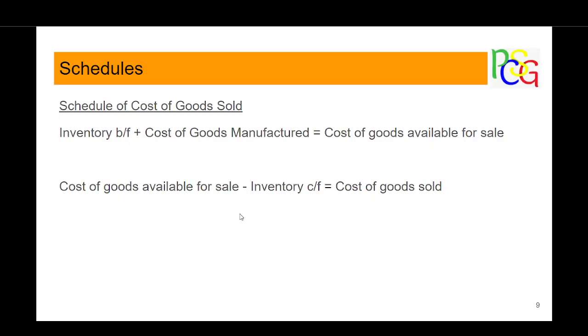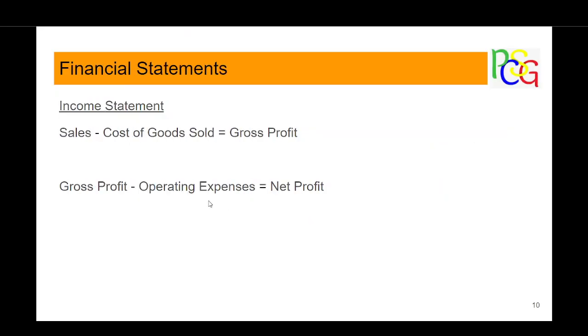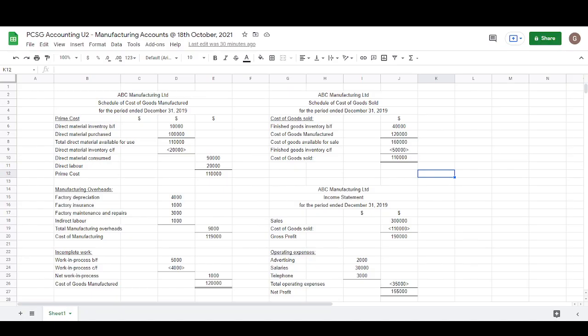So let's just look at our notes. So now the income statement, once again, two main formulas. We have the sales minus the cost of goods sold, which will give us our gross profit. And then when we determine our gross profit, we deduct our operating expenses to give us our net profit. So let's go back over here. So once again, we head it up properly: the period ended, name of the statement, name of the company.